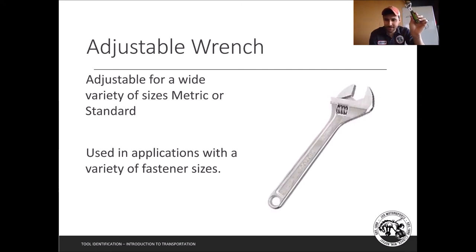You've got to have them, but you really should never use them, because this is how you strip everything. It's got this little adjuster wheel here, adjustable for wide sizes, available in applications with a variety of fastener sizes. If you've got a toolbox and you have some combo open-ended box end wrenches, use those. Don't use these. In fact, typically when we would have done the small gas engines this semester, I actually take all these out of the toolboxes and out of the tool crib because I don't want you using them. They're a crutch. Go get the right tool.